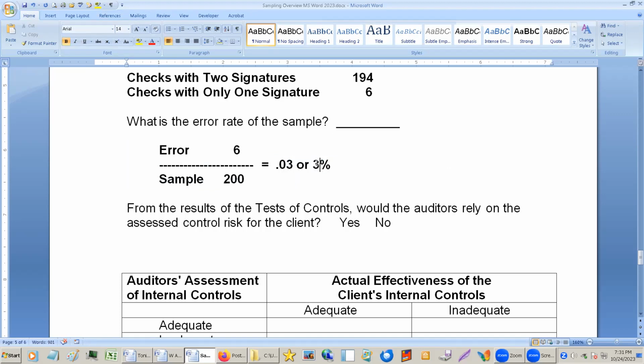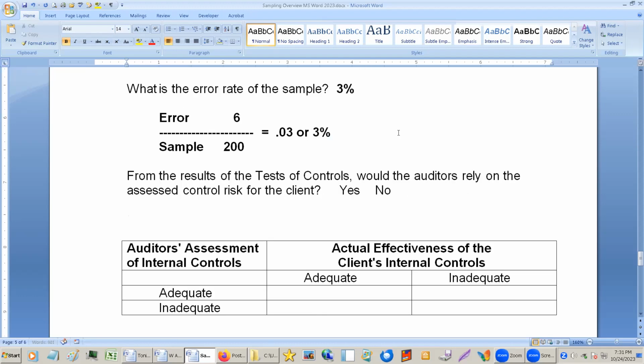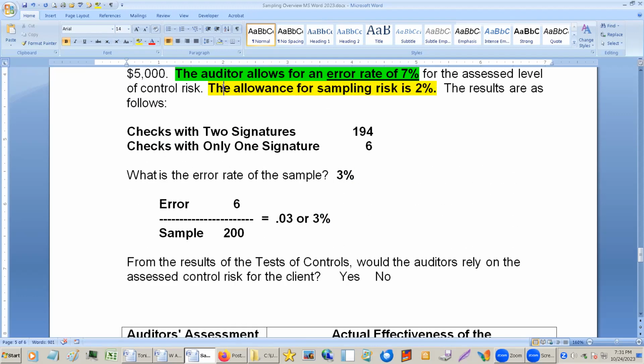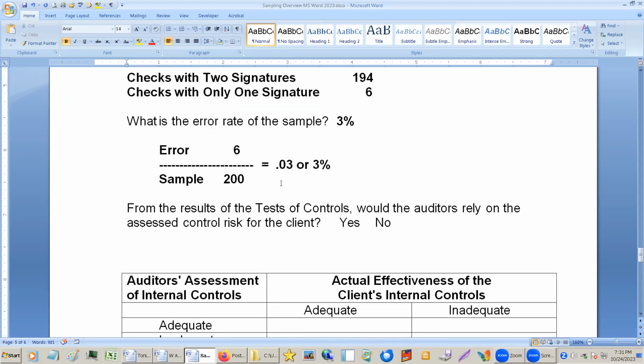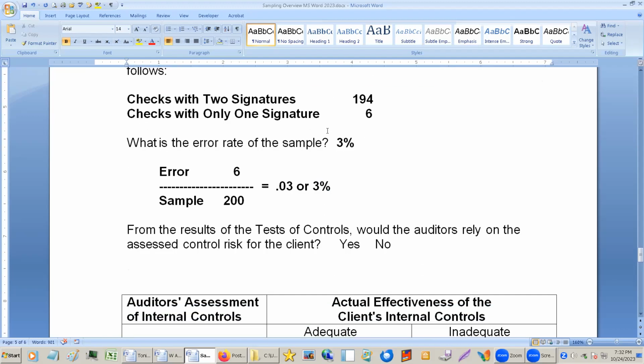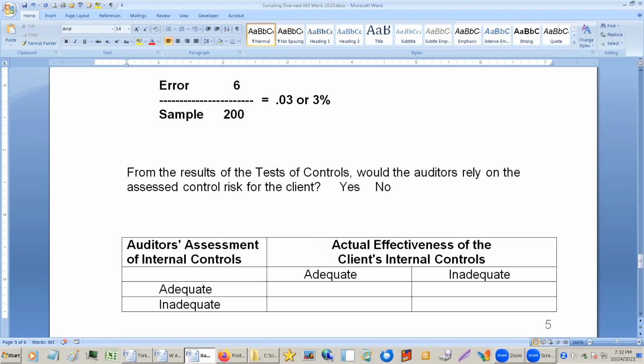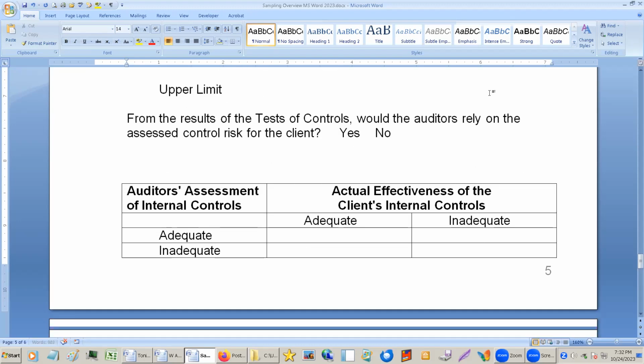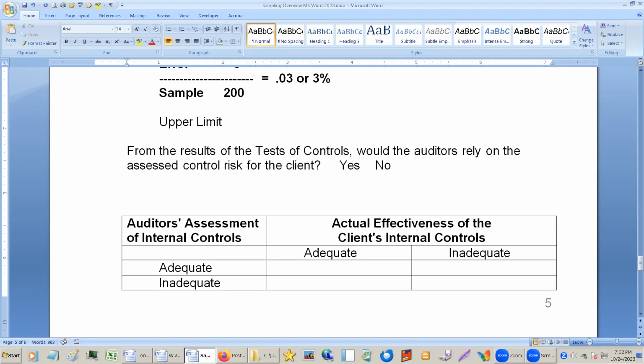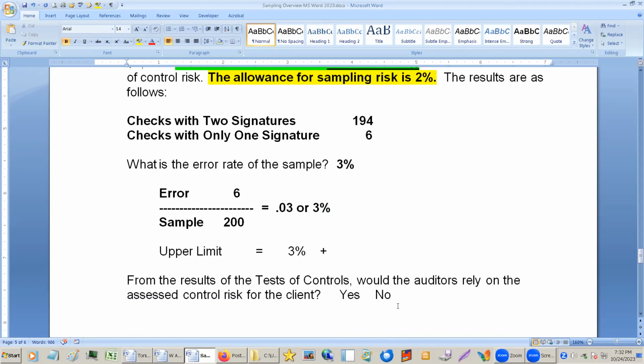Okay, so 3% is our error rate of the sample. Now, this is our best estimate as far as what the true error rate is, but it's a sample. So we could also have this allowance for sampling risk. Now, it could be plus or minus 2%. We're worried about the plus 2% here because that means the error rate is worse. So the upper limit equals 3% plus our allowance of 2%.